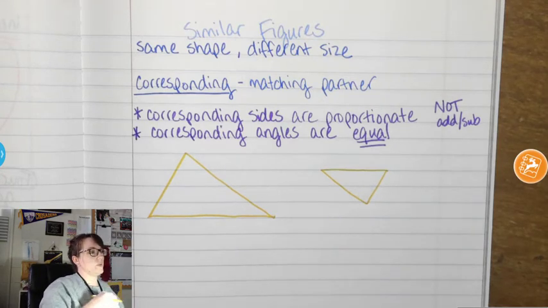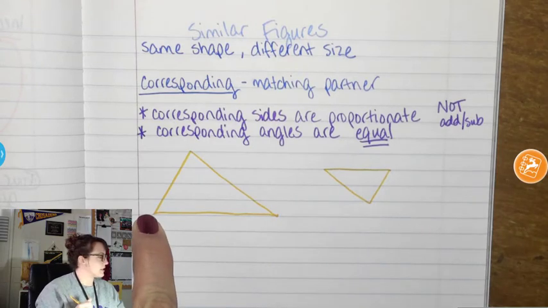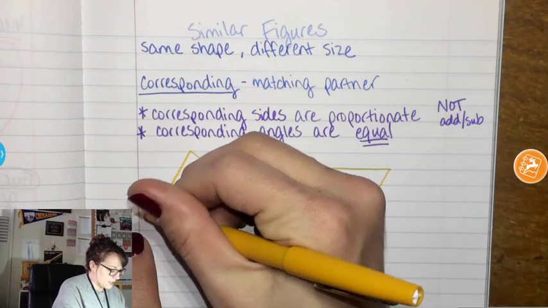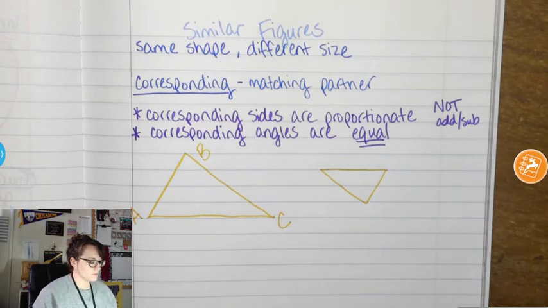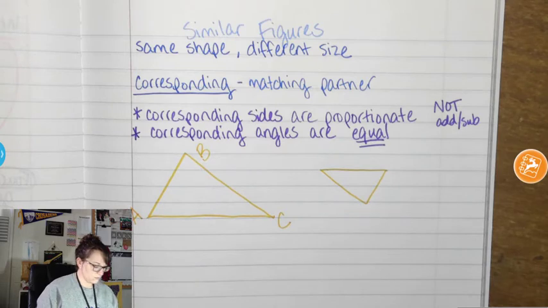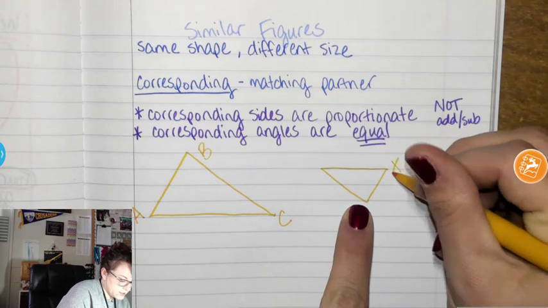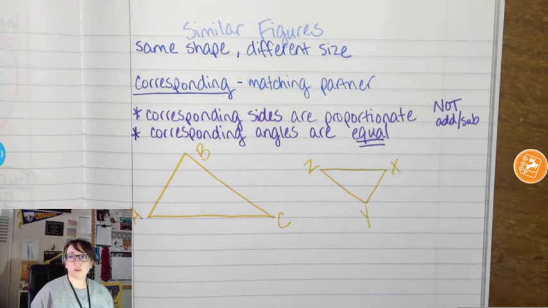Now, when we draw shapes, when we label shapes, we give them letters on their vertices. A vertex is a vertex. This is not a point. It's not a corner. It's a vertex. So this is going to be triangle A, B, C. And then over here, I'm going to name this one X, Y, Z. So we have A, B, C, X, Y, Z.